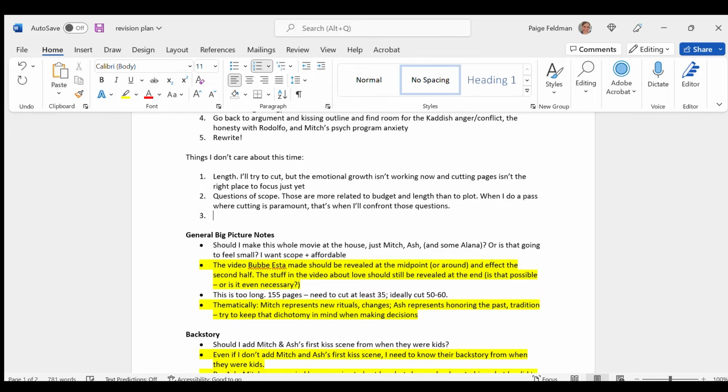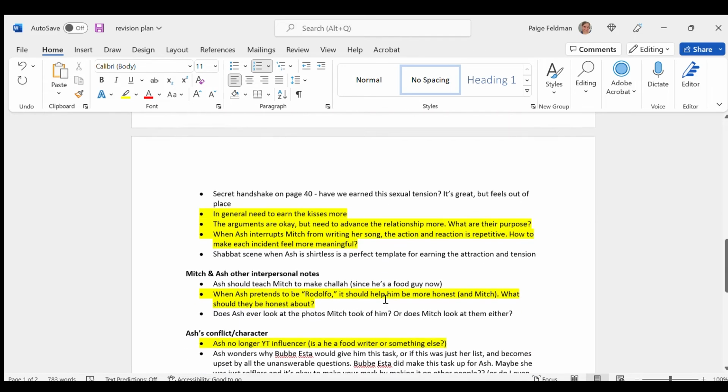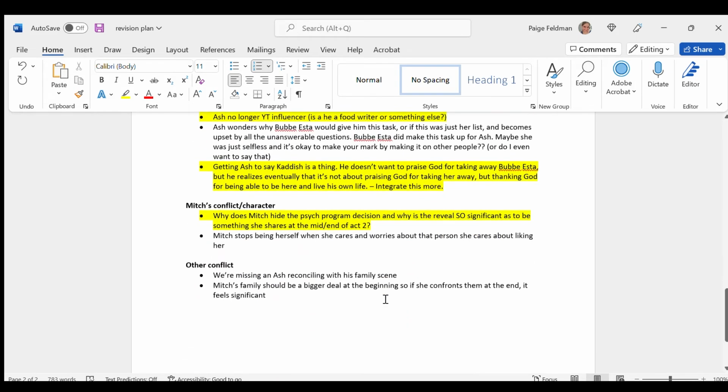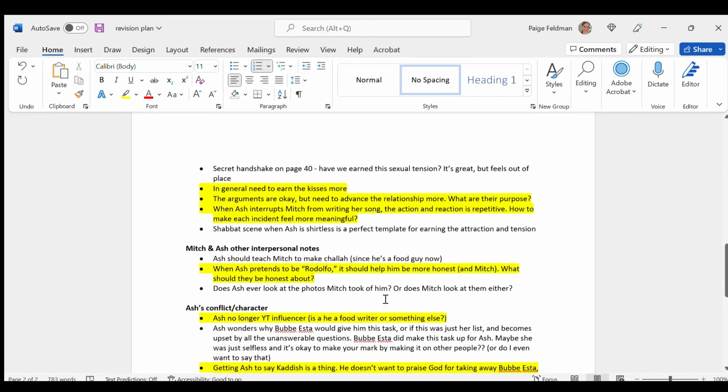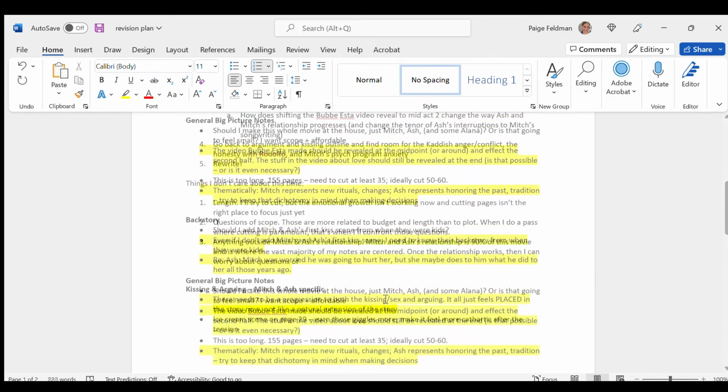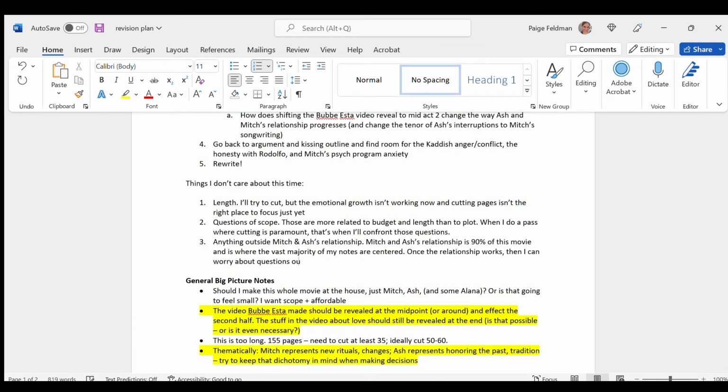Number 3, anything outside Mitch and Ash's relationship. Mitch and Ash's relationship is 90% of this movie, and is where the vast majority of my notes are centered. Once the relationship works, then I can worry about questions outside the relationship and the relationships to other people in the world. So, that's how I made my rewrite plan.